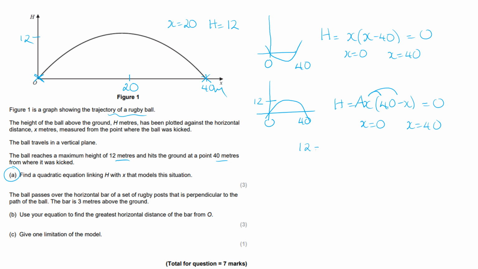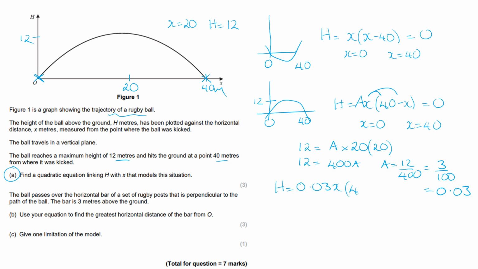So 12 is equal to a times 20, and then 40 minus 20, so it's going to be times another 20. So 12 is equal to 400a. A is equal to 12 over 400, which is 3 over 100, which is 0.03. So the connecting equation is that h is equal to 0.03x into 40 minus x.